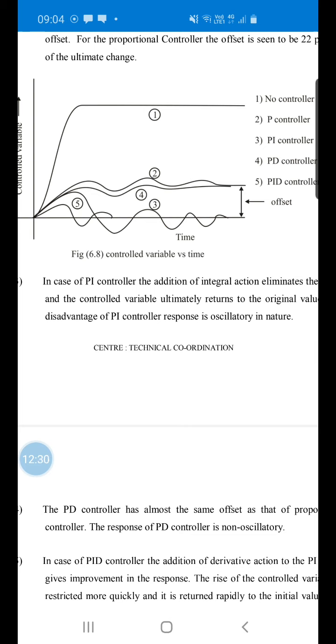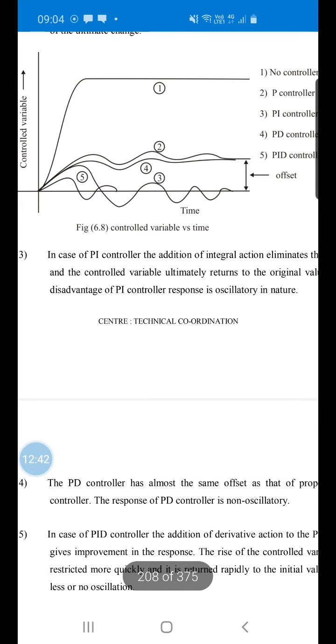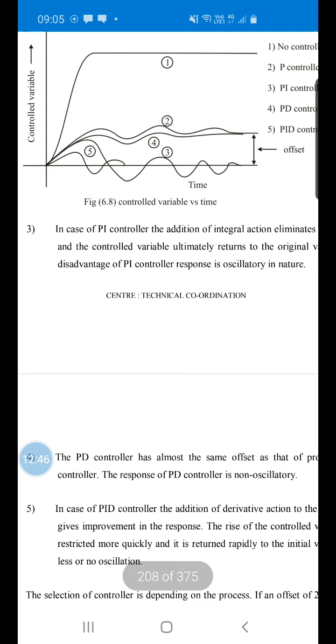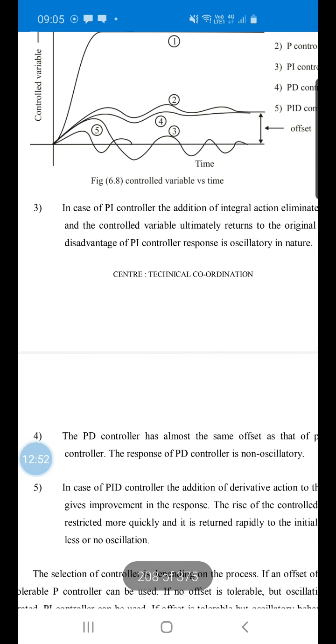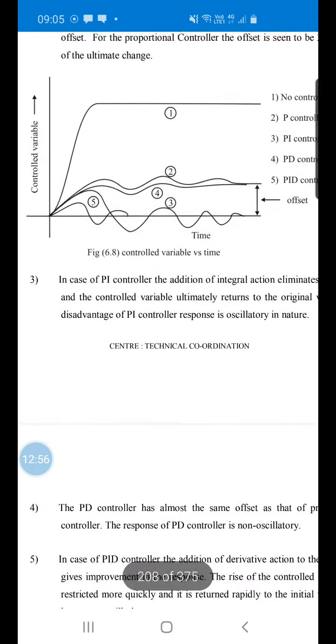The last action is the PID controller. In this, because of the addition of integral and derivative action to the proportional action, it improves the response. The rise of the control variable is restricted more quickly. You can see graph 5, and it rapidly returns to the initial value with little or no oscillations. And because of this reason only, PID controllers are widely used in industries.